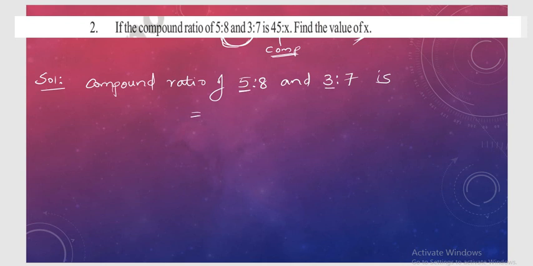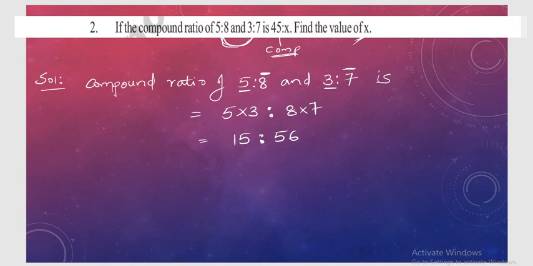I can multiply antecedents and consequents separately, right? So I am going to multiply antecedents separately and consequents separately, which I can write as 5 into 3 is to 8 into 7. Now 5 3s are 15 is to 8 7s are 56.